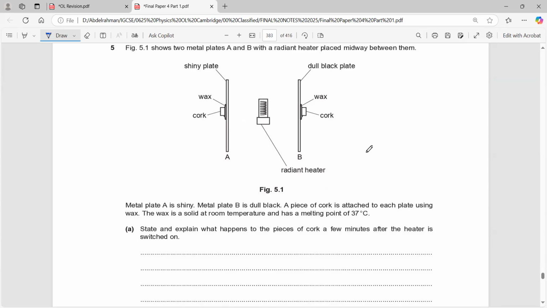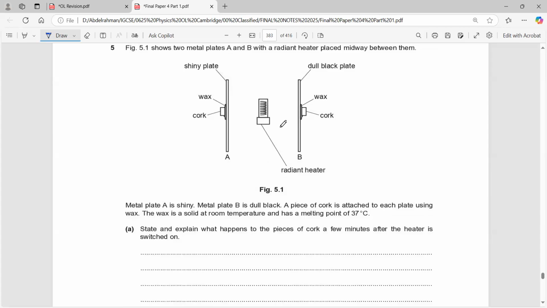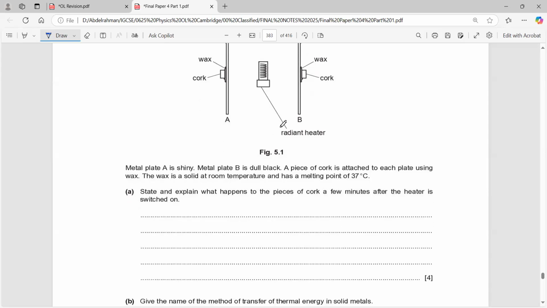State and explain what happens to the pieces of the cork a few minutes after the heater is switched on. I switched on the heater, this radiant heater. I have two corks on either side which are attached using a piece of wax. What happens to the pieces of cork after a few minutes? The pieces of cork will fall down. Why will they fall down? That's the question. Which of them will fall down first?